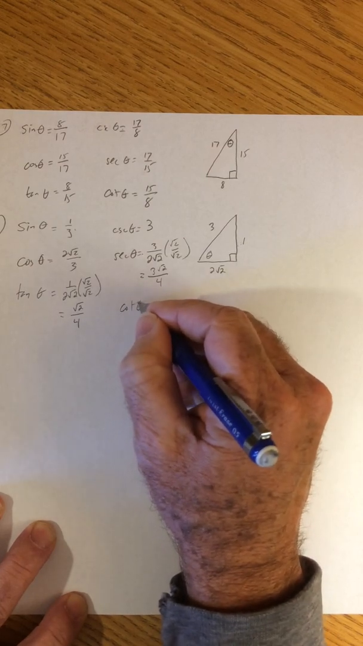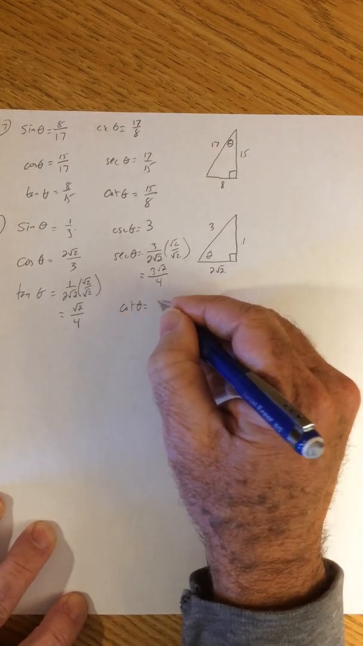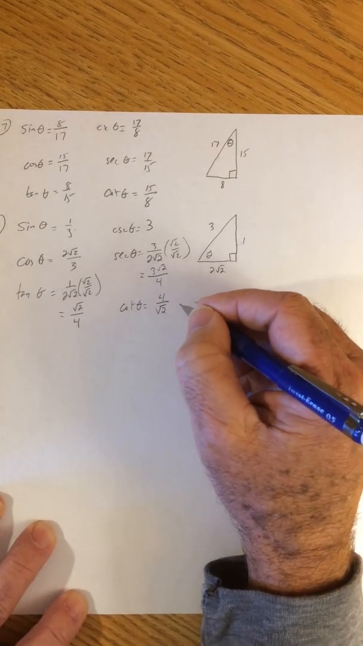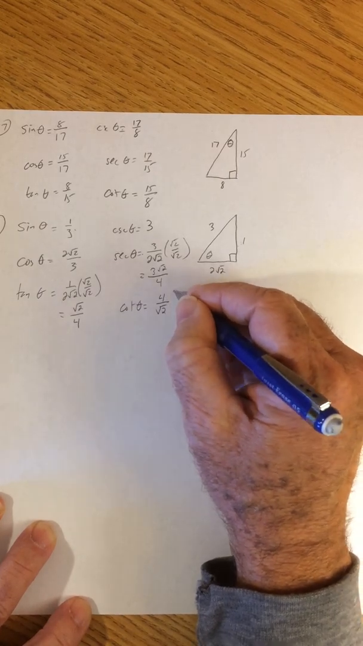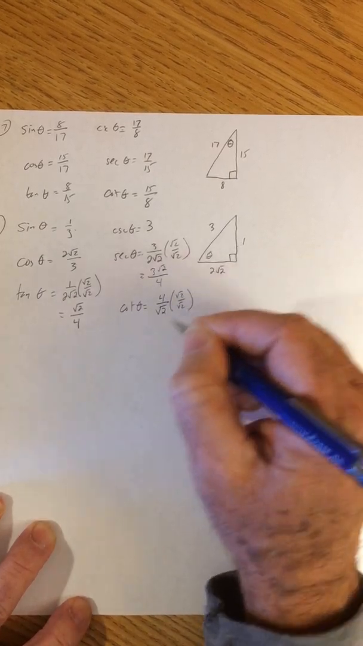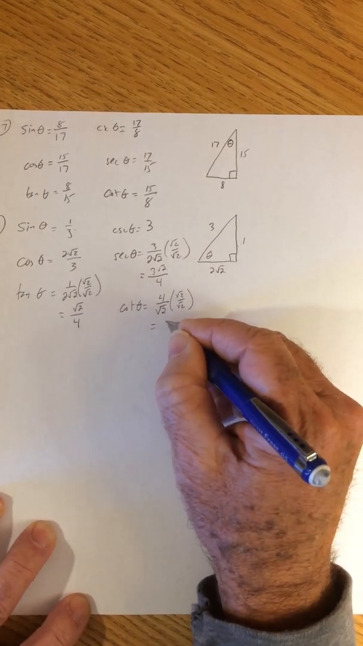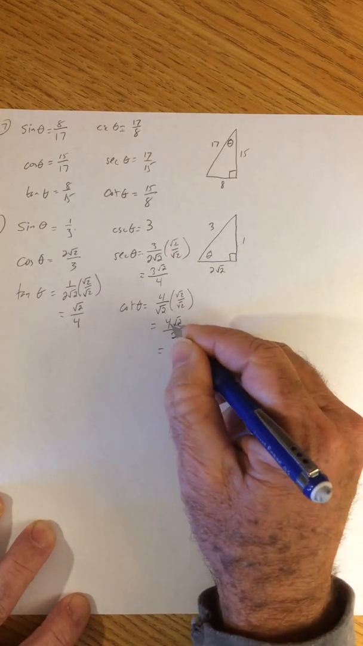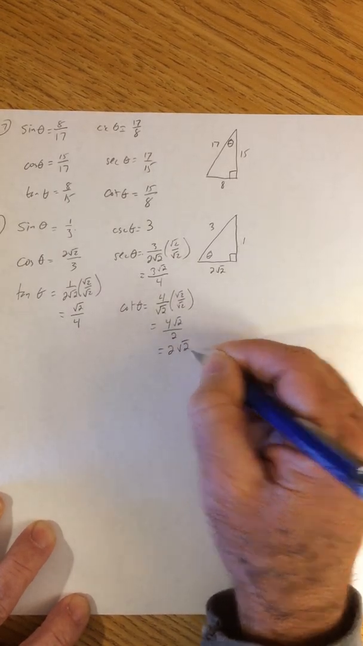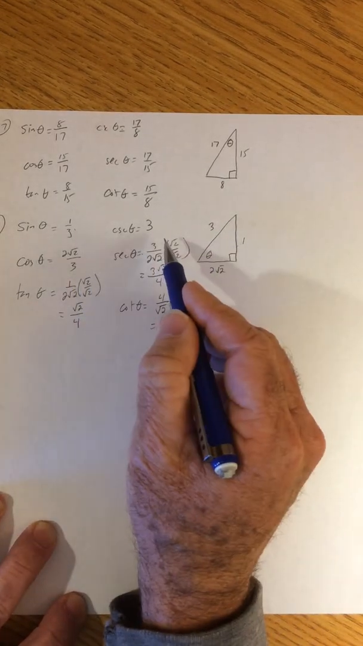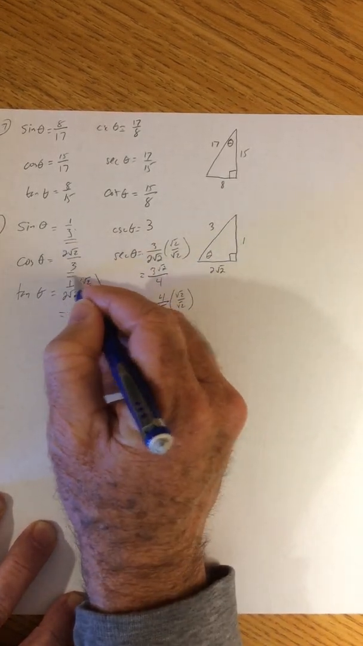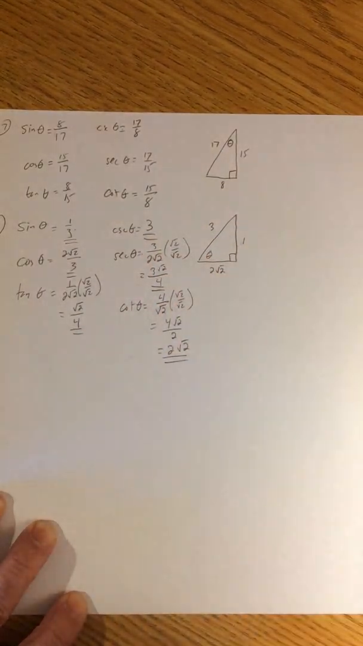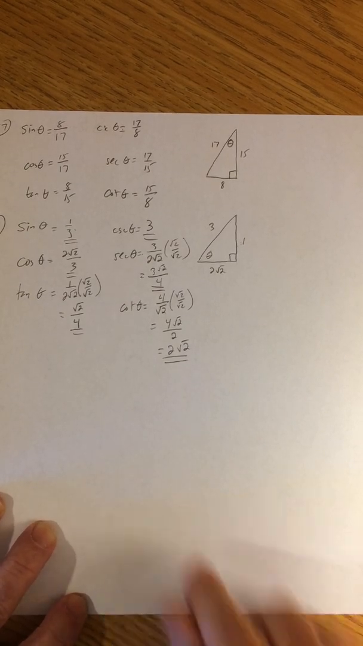Cotangent will be 4 divided by square root of 2. Now we'll rationalize that. Square root of 2 over square root of 2. This will be 4 times the square root of 2 divided by 2, which will reduce down to 4 divided by 2 is 2 times the square root of 2. Now that was a little bit more difficult problem. Here are the answers. Well, those were given to us. That's an answer, that's an answer, that's an answer, and that's an answer. That took a little bit more work.